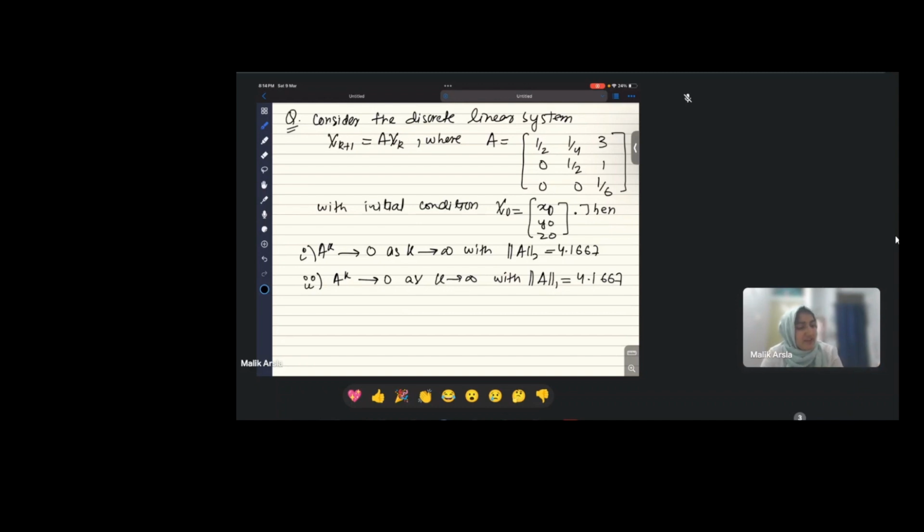Simply you can verify if norm of A^k is tending to 0 as k tends to infinity. For each entry we can check, and the norm of A you can also find directly. So do it and tell me which of the following options is correct. Okay, madam.